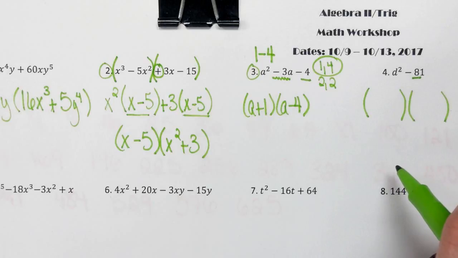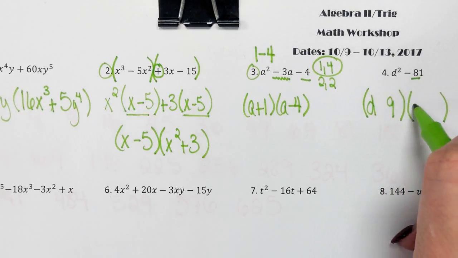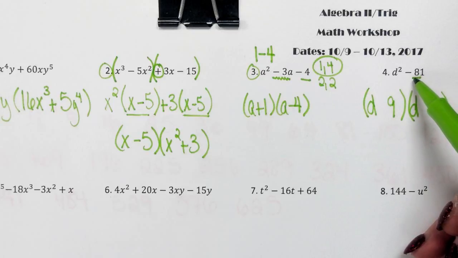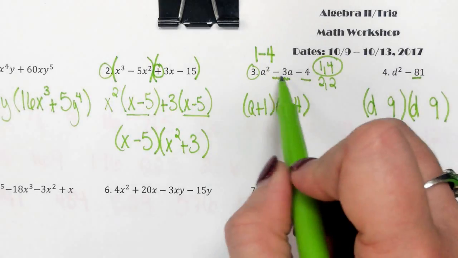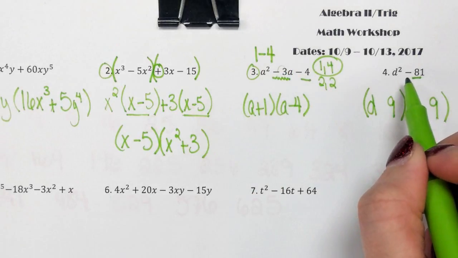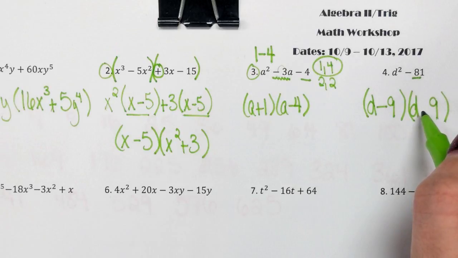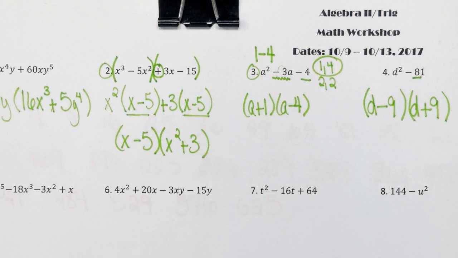And what is the square root of 81? So you got D and 9 and D and 9. Now what kind of signs will multiply to be -81, but they'll add and subtract to give me nothing in the middle like this one had? -9 and +9. Very good. -9 times +9 is -81, and -9 plus 9 is 0.